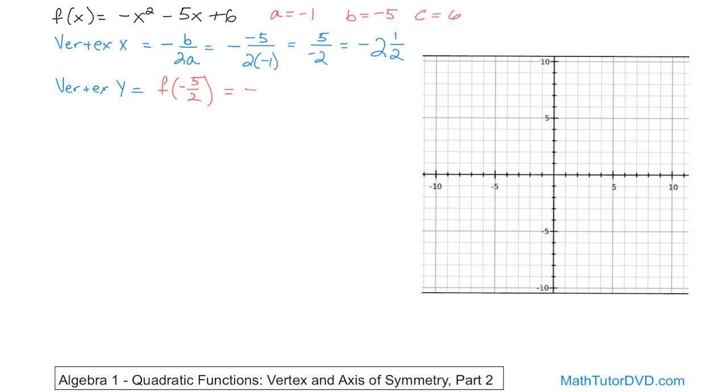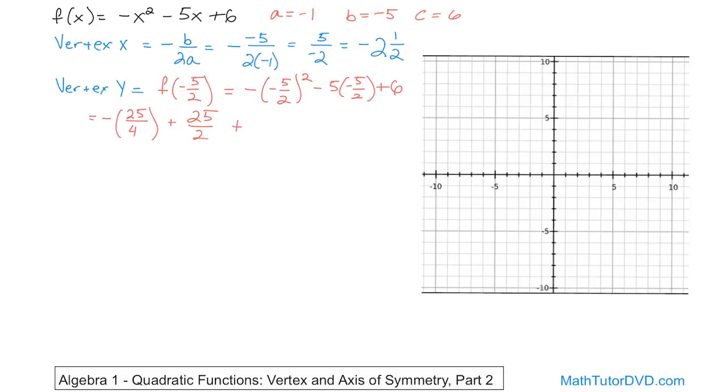So we plug it in, negative x squared, but in this case it's negative 5 halves squared, minus 5 times negative 5 halves plus 6. So now we just calculate things here. What we have on the inside is the square applies to the top and the bottom. The negative times negative is positive. So we still have that negative on the outside, but then we'll have 25 over 4, like this. And then here, 5 times 5 is 25. This negative times this negative is positive, so we make it a positive 25 over 2.